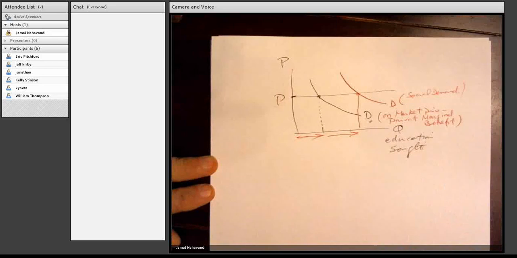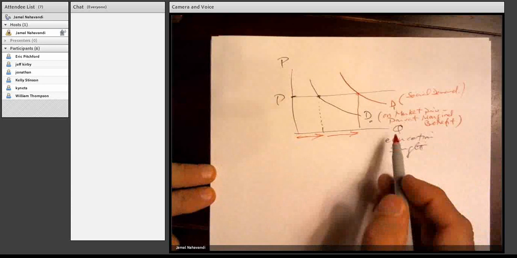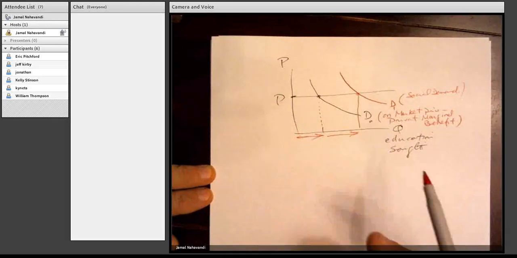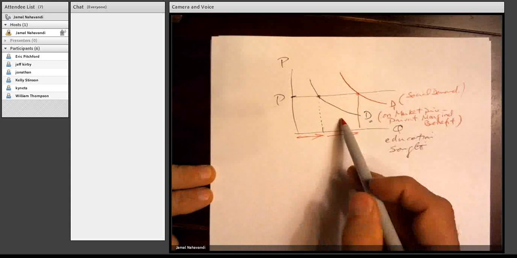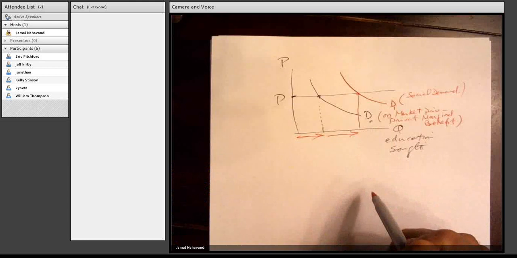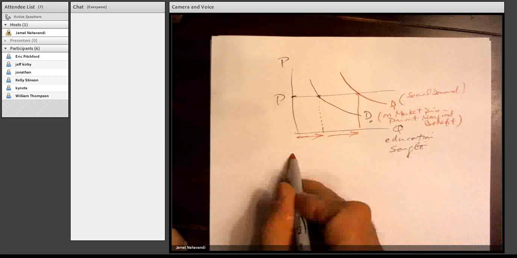Okay. So therefore the social demand is greater than the private demand at this price, and therefore some subsidy on the part of the consumers will happen. They keep the price down in order for others to also join the education market. Same thing happens for health.